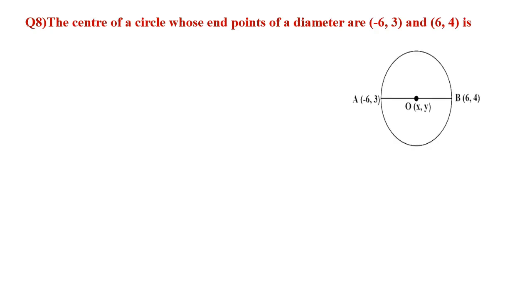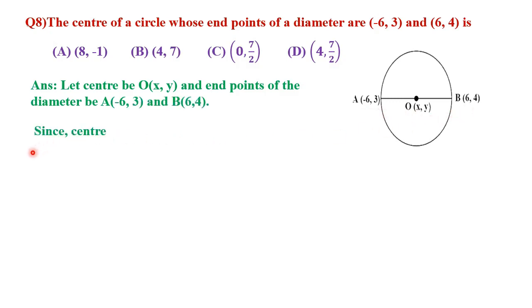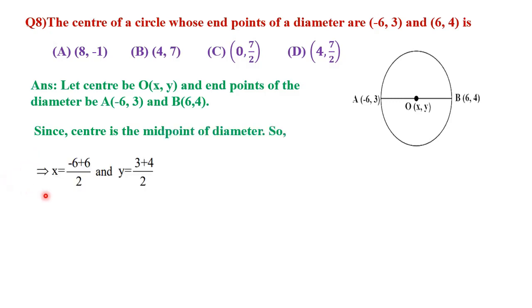Question number 8. The center of a circle whose endpoints of a diameter are (minus 6, 3) and (6, 4) is, the options are A (8, minus 1), B (4, 7), C (0, 7 by 2), D (4, 7 by 2). Answer. Let the center be O(x, y) and the endpoints of the diameter be A(minus 6, 3) and B(6, 4).